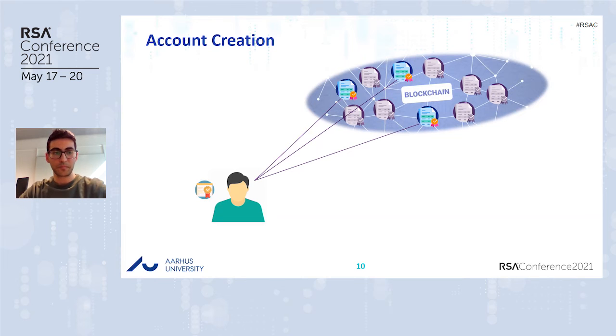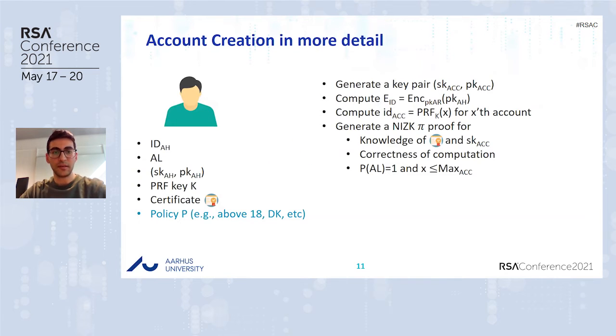The account creation is as follows. We assume that the account holder can create different accounts for different policies that he wants to use. The account creation starts by generating a key pair for the account, and then computing the encryption of the account holder public key under the public key of the anonymity revoker.